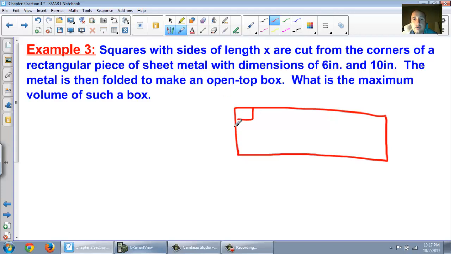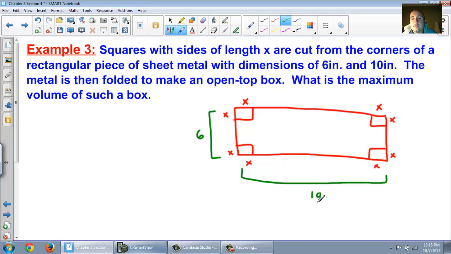Okay, so basically we have a rectangle here, a square here, a square here, a square here, a square here, and it says the widths of those are x. So each of those is an x value. What else does it tell us? It says the sheet of metal has dimensions of 6 inches by 10 inches. So what does that mean? That means that our width from here to here is going to be 6 inches, and from here to here is 10 inches. And what it's asking us for is the maximum volume of such a box?